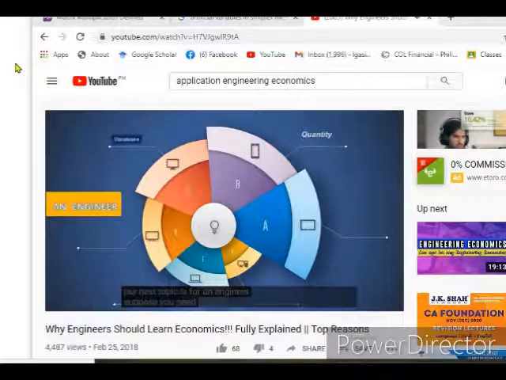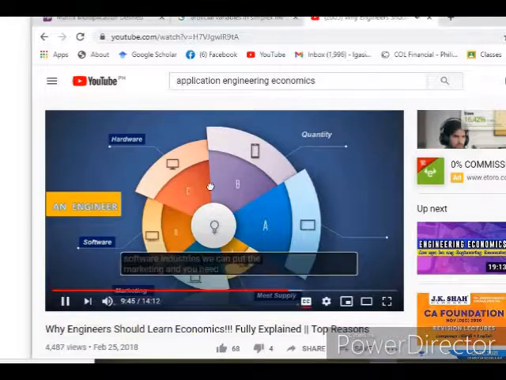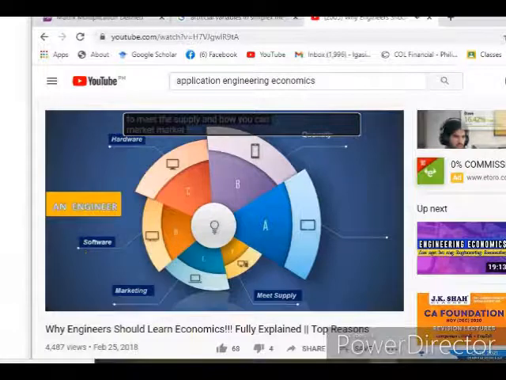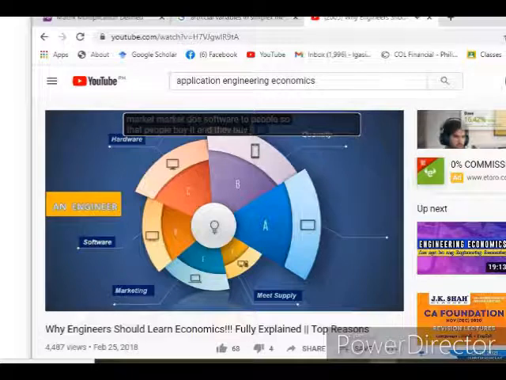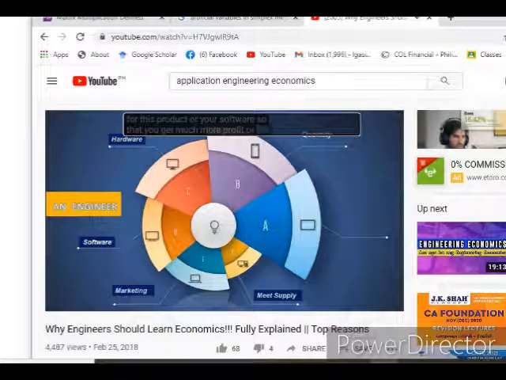Okay, so our next topic is, for an engineer, suppose you need to think about hardware, the particular hardware that you created or designed. You need to think about the software, you need to think about the marketing, and you need to understand how to meet the supply and how you can market those software to people so that people buy it, and you get much more profit from it. And you need to meet the proper supply for this product or your software so that you get much more profit. Or the next part is to meet the demand of the people.